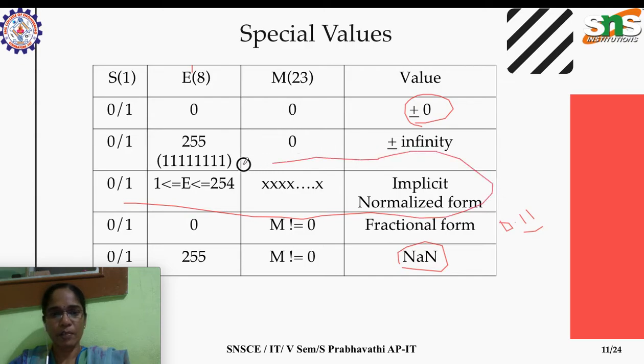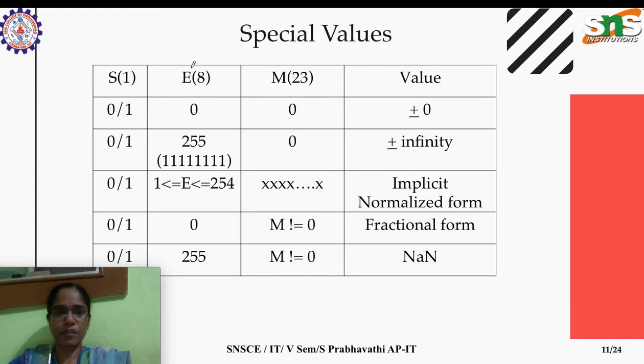Okay, when a number falls within this range, when the sign bit is either 0 or 1, and the exponent ranges from 1 to 254, and there is some mantissa, then that number alone will be represented in an implicit normalized form, and we will be carrying out the actual floating point calculations. Okay, and likewise this is for the 32-bit number. Okay, single precision 32-bit number.